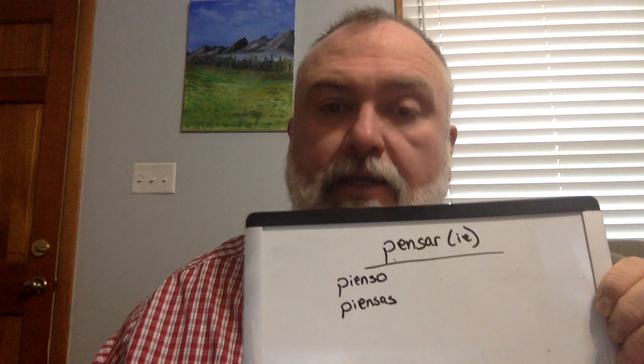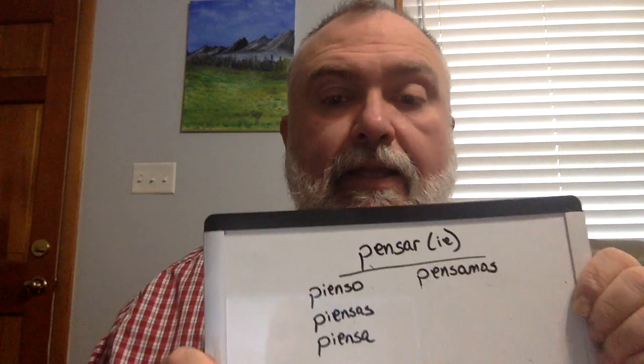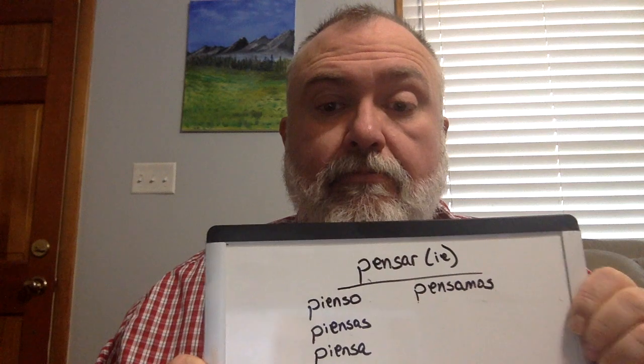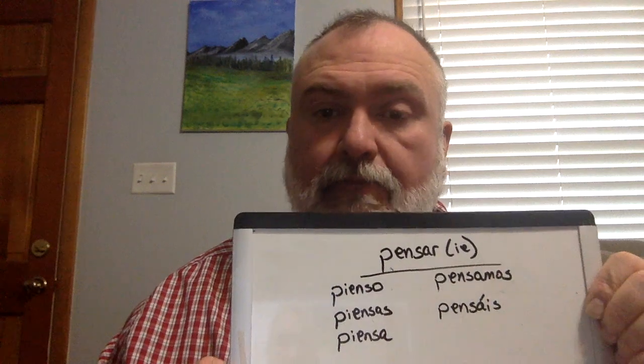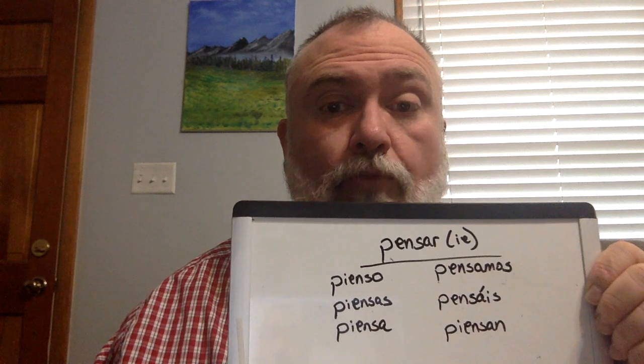The tú form then is going to be piensas. Right? Piensas. The E changes to IE. The usted form, piensa, the E changes to IE. Nosotros is pensamos. Now notice this one. The E does not change to IE, it stays the same. For vosotros, pensáis. The E doesn't change here either, it stays the same. For ustedes, it's piensan. Uh-oh, it changed again, okay?